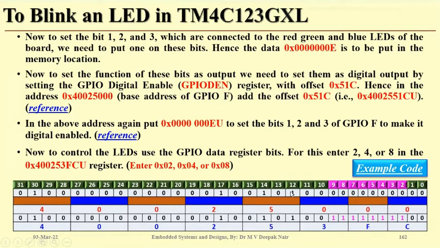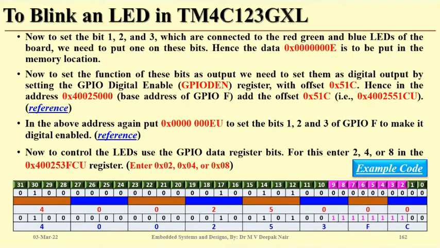And also, yeah, we discussed why we use 400253FC. 3FC is used because this particular 9 to 2 are used to make the port F's output data register. Okay, we can then change the values. So this is another approach.